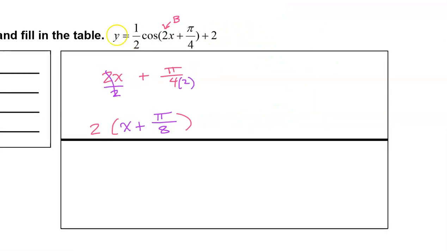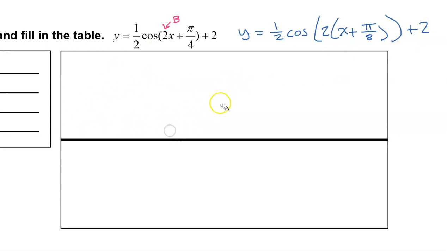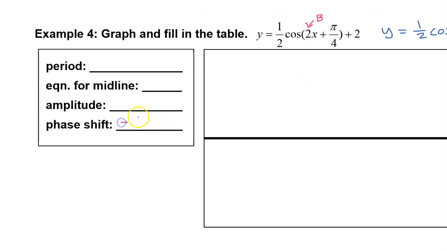Now, that tells me that the original function will be the same thing as y equals 1/2 cosine, and here comes my x plus pi over 8. And don't forget the plus 2 on the end. The point of doing that was to identify the phase shift correctly. The phase shift is going to come from this number right here, but it will always be the opposite of this sign. So because this is plus pi over 8, I know that the phase shift will be negative pi over 8.